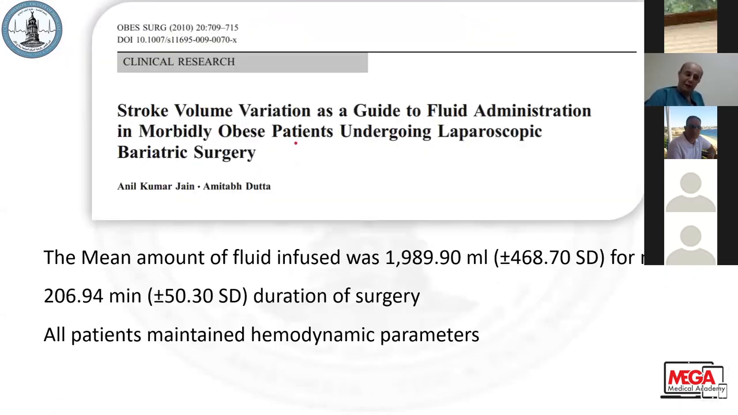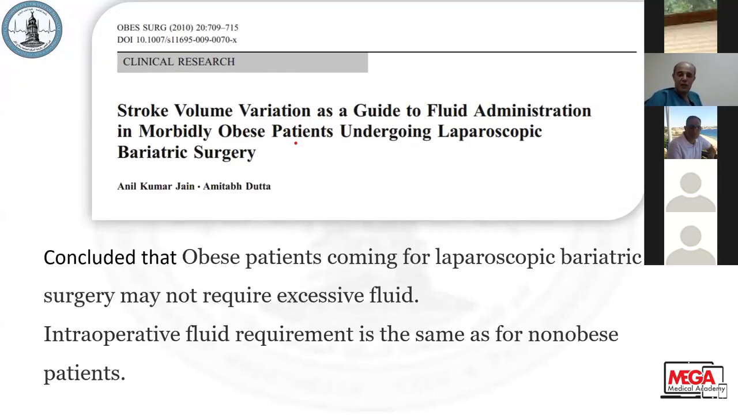Another study that proved that the fluid therapy should not be the liberal type is that Indian study presented in Obesity Surgery Journal in 2010, in which they used stroke volume variation as a guide to fluid administration in morbidly obese patients undergoing laparoscopic bariatric surgery. And the mean amount of fluid infused in these patients was based on the duration of surgery. All patients maintained their hemodynamic parameters. And they concluded that obese patients coming for laparoscopic bariatric surgery may not require excessive fluids, and that intraoperative fluid requirement is the same as for the non-obese patients.